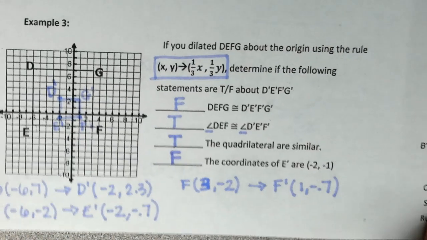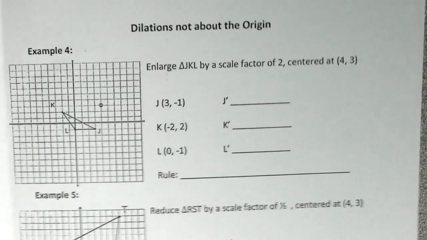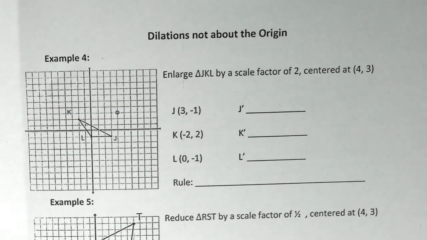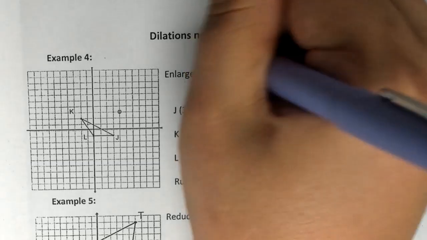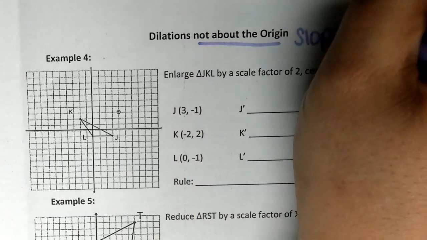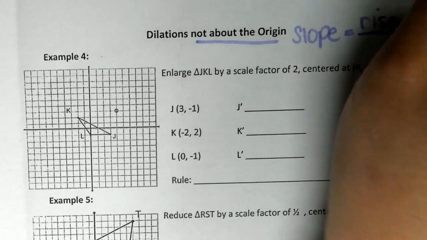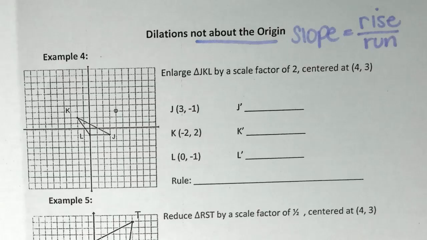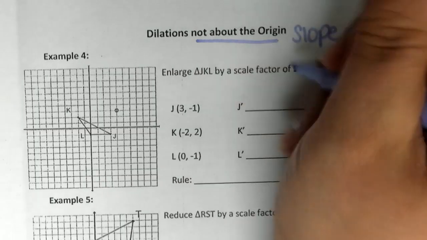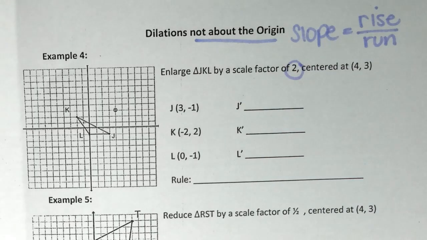All right. Next thing we are going to do is we are going to start dilating not about the origin. Whenever we are dilating not about the origin, we are going to be using slope. What is slope? Y equals MX plus B. That's the whole formula, but slope is your M. But we are going to be using rise over run. So it says enlarge JKL by a scale factor of 2, centered at 4, 3.